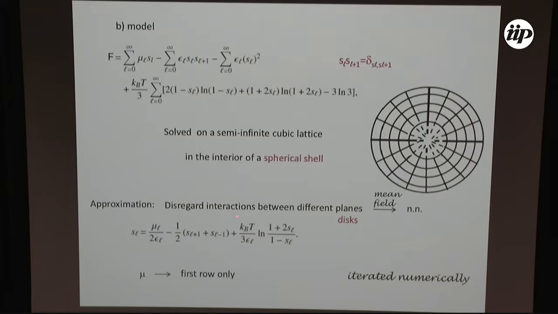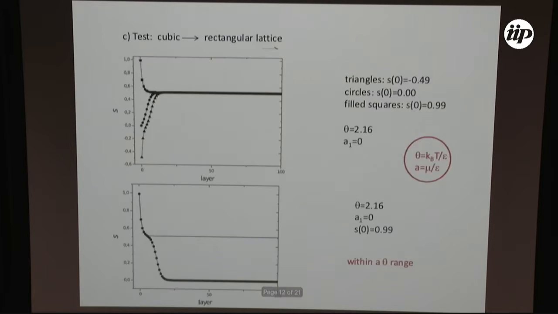And I make an approximation that I detach one disk from the other, or one plane from the other. If I'm on a semi-infinite cubic lattice, I have independent layers, like sheets. Here I have independent disks. And this is not a very serious constraint, because in mean field, the nearest neighbors just come with a multiplicative factor. And mu is applied, as I said, just like a chemical treatment here, just on the first row. And I did this numerically. This is a very simple numerical procedure.